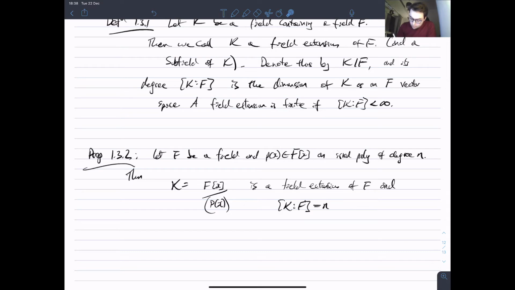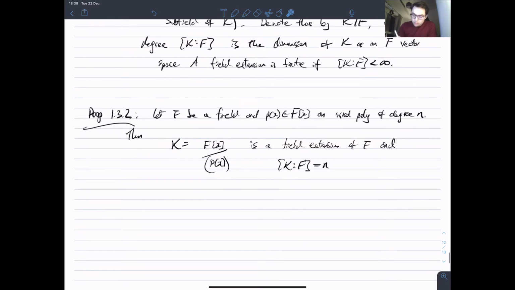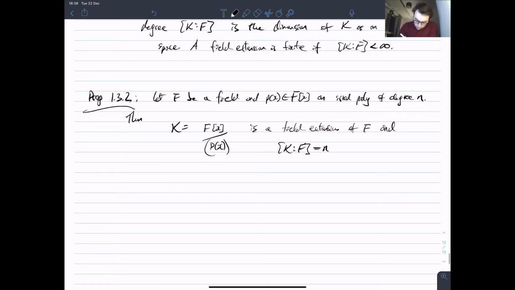So what I get by quotienting out by an irreducible polynomial is a new field, and this new field has degree equal to the degree of the irreducible polynomial that I used to construct it. So let's prove this. Proof. We know that this is a field, so all we need to check is that F lives inside of here, which is clear. So all we need to check really is the degree of this extension.